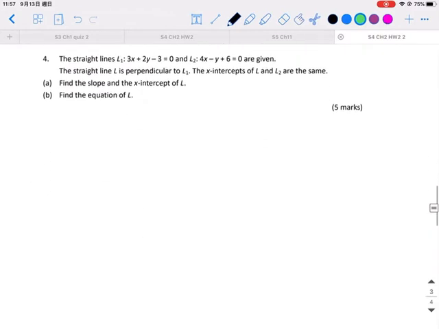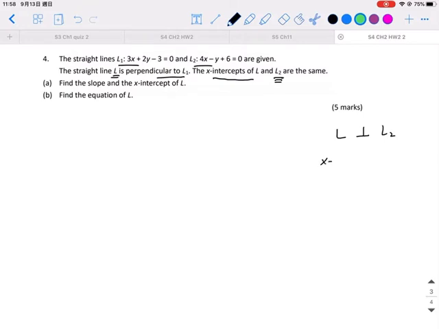So the last two questions. The straight lines, the first one L1 and L2 are given. The straight line L is perpendicular. This is another line, the third line. It's perpendicular to L1. So just write down for simple, L1 is perpendicular to L2. And the x-intercept of L and L2.